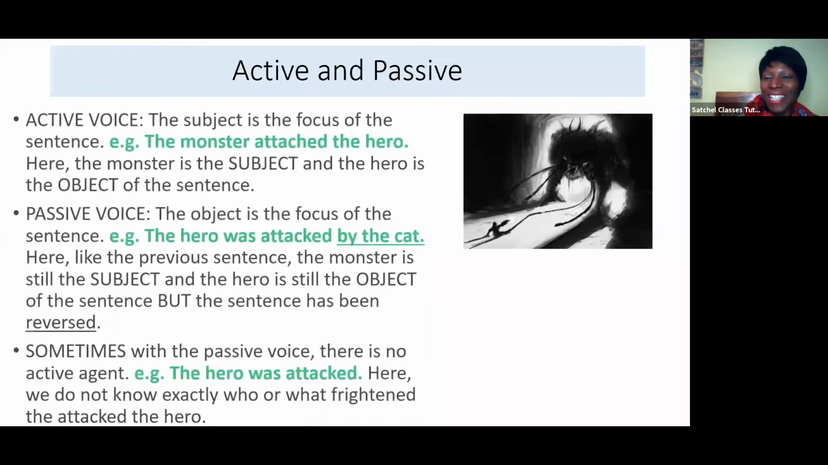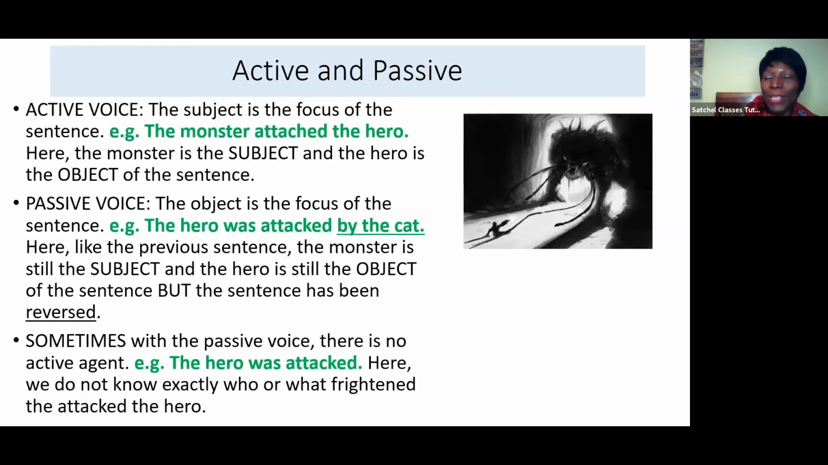So what does that mean? The active voice is what we normally use. We have the subject, the monster, and the object, the hero, and the main verb. The monster attacked the hero. So that's what we normally say. But with a passive voice, we change the order. The hero was attacked by the monster.